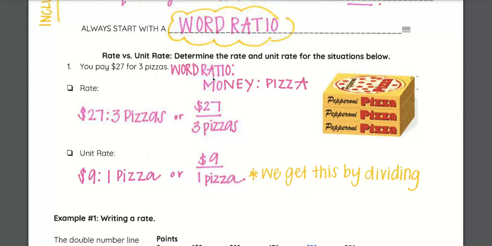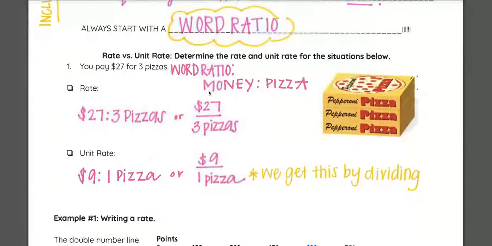Now, my word ratio is my guiding light for the rest of this situation. It is like my blueprint, okay? I must have it. I'm comparing money to pizza. So if I write money first to pizza, then the rest of the situation should follow suit. Anytime I'm writing a ratio, rate, or unit rate in regards to this situation, money needs to come first. It'll help keep me organized. Okay. All right, so that's my word ratio.